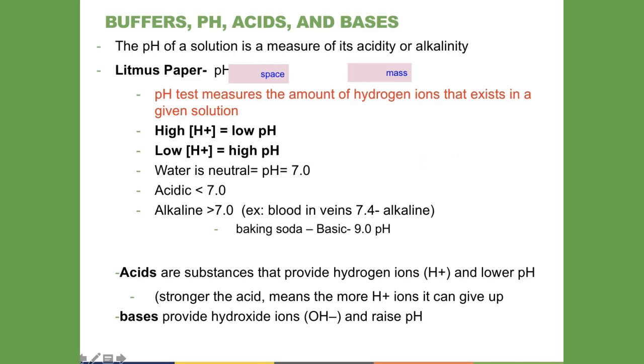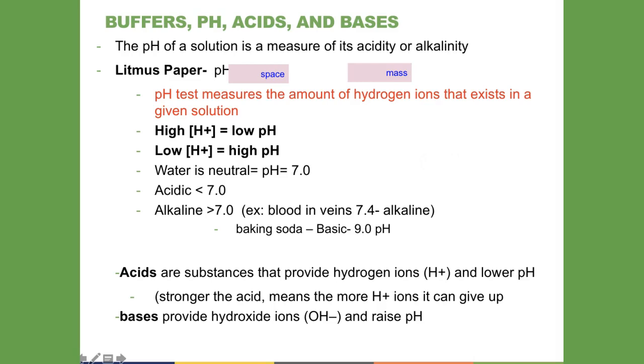Okay, you guys see I made litmus paper in bold for you. Reason being, you're going to be dealing with litmus paper in lab. Okay, this is a pH indicator. It's going to tell you what pH you're dealing with. Okay, so what is pH? pH is telling you the amount of hydrogen ions that's in that certain substance that you're dealing with.